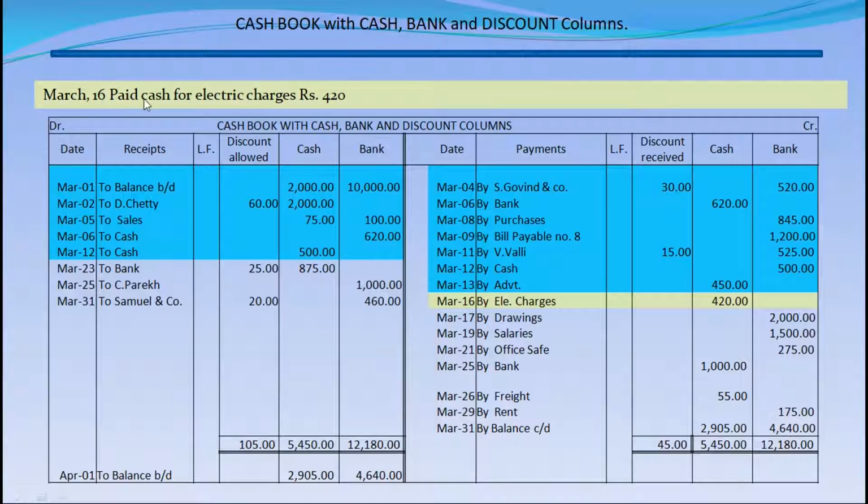March 16, paid cash for electricity charges 420. This is a payment again by cash. So we have to record it on the credit side, the cash column rupees 420. Date March 16 by electricity charges.